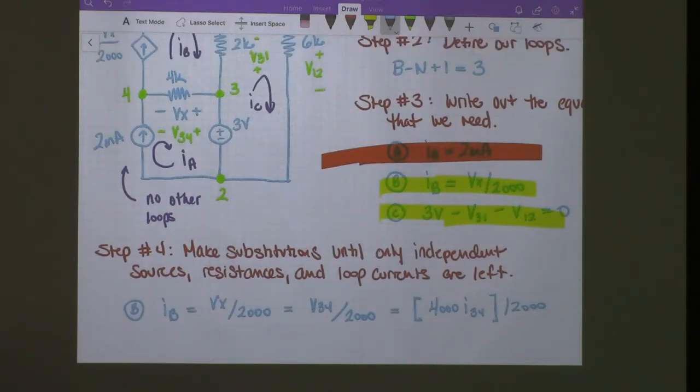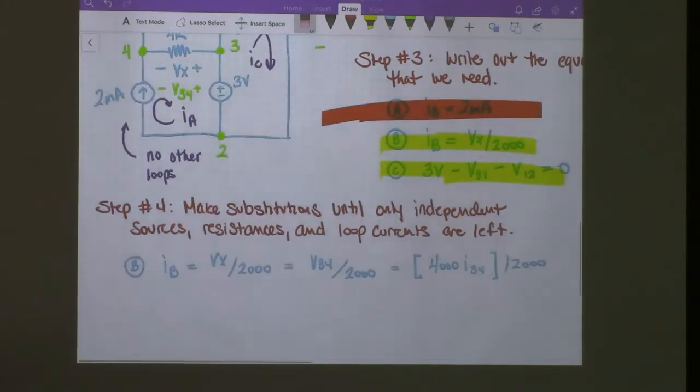Right? Because I34 is the current running across this branch from right to left, which follows the passive sign convention. So Vx is equal to I34 times 4,000. So that's what we did right there. Okay.